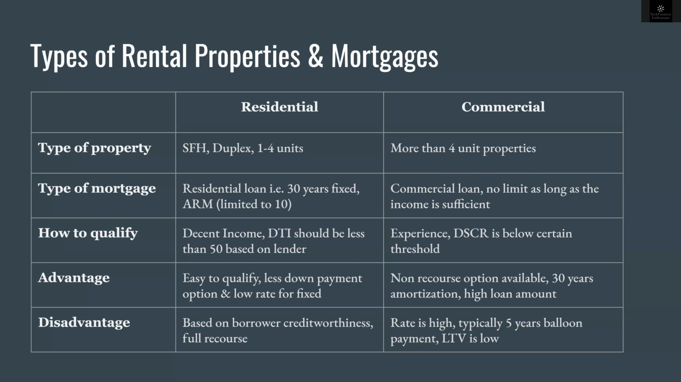for residential mortgage. And what are the main disadvantages? For residential, it's based on the borrower's creditworthiness. That means you need a high credit score to get a high amount of loan and also a low rate. And it's full recourse. That means the borrower is personally liable for the loan. So if you default on the loan, it goes to your credit report.